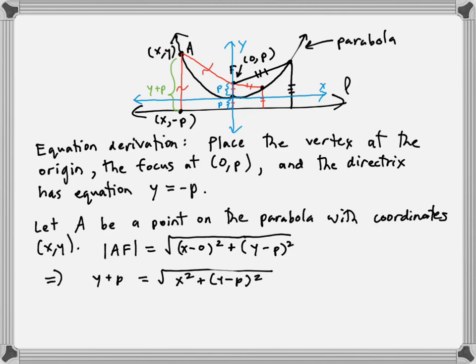So there we go. The rest of what we're going to do is simplify this equation, and it's really not that bad. We're going to start by squaring both sides. If we square both sides, the left side becomes y plus p squared, and on the right side the radical goes away and we end up with x squared plus y minus p squared. So let's go on to the next page. We're going to expand the left and the right and see what we get.